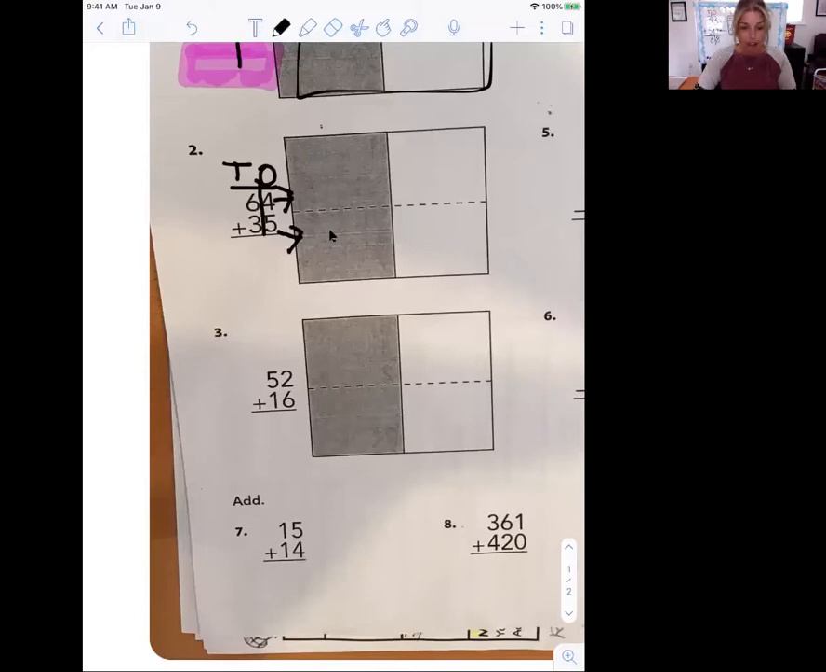Now that you have finished drawing your cups, you can add your 1s. Put your answer down after adding your 1s. Now you are going to add your 10s. Put your answer down and add your 10s.